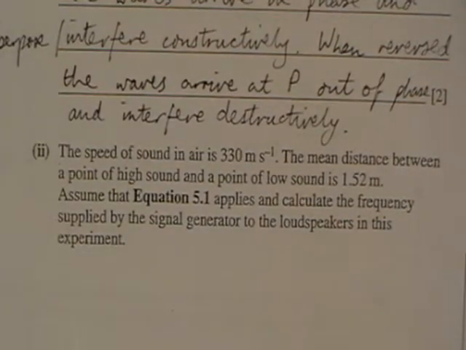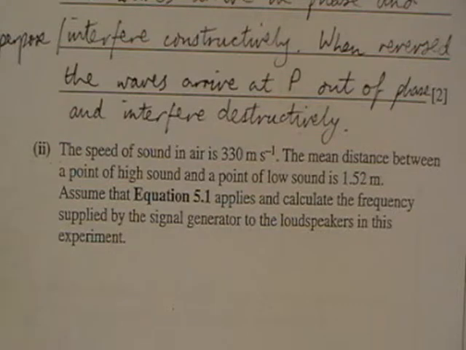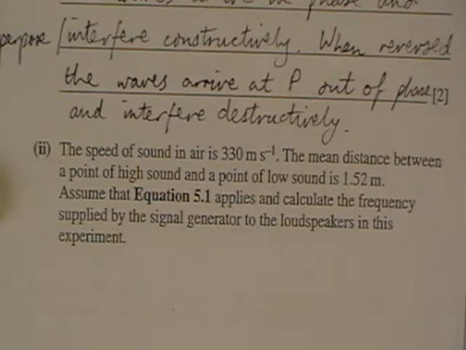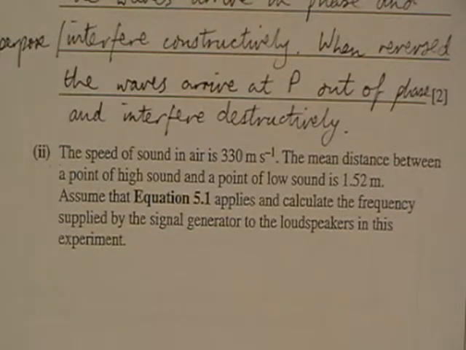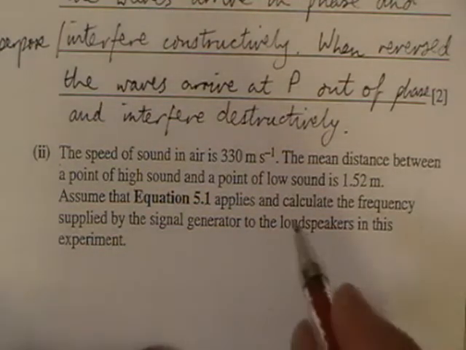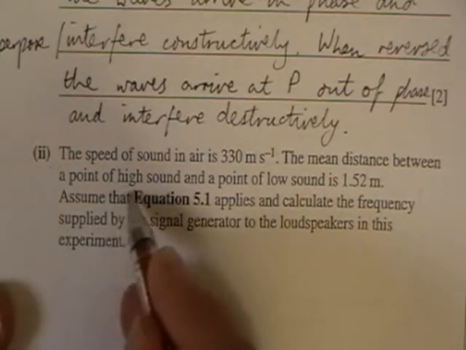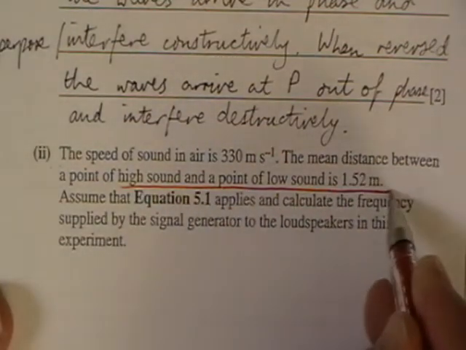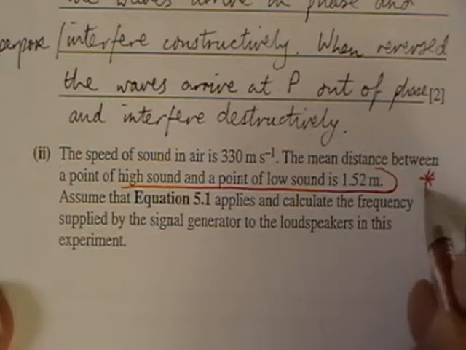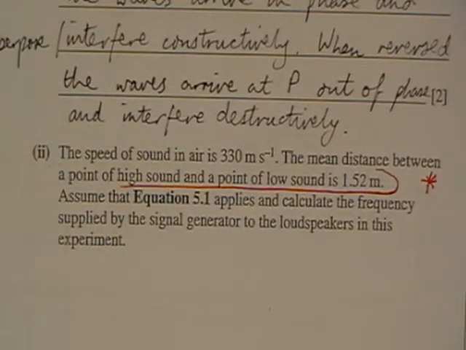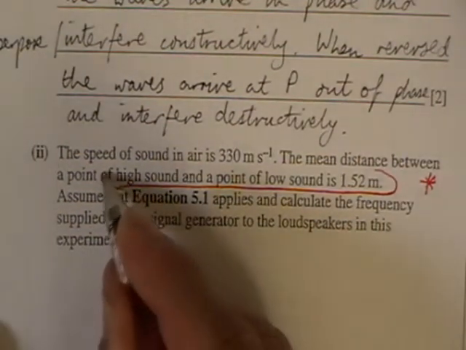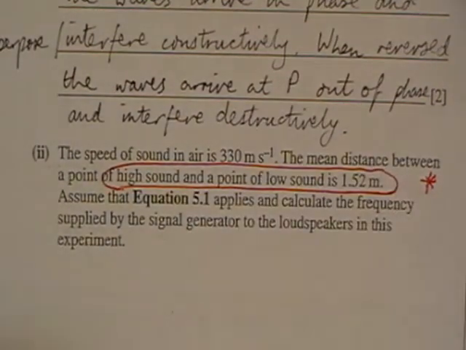Speed of sound is 330 meters per second in air. The mean distance between a point of high sound and a point of low sound is 1.52. Assume that equation 5.1 applies and calculate the frequency supplied by the signal generator. First thing I would point out here is this phrase, between a point of high sound and a point of low sound is 1.52, that's indicating not the distance y but half that distance.